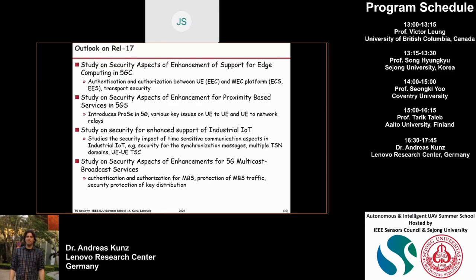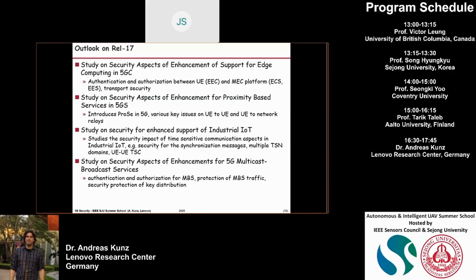So far, then we have the proximity services being introduced into 5GS. There are a couple of key issues, mostly looking at the UE to UE and UE to network relay security. And then we have security on the enhanced support for industrial IoT, which is looking at the time-sensitive communication aspects, and for example, the security of the synchronization messages, multiple TSN domains, and UE to UE TSC. Then we have the enhancements of 5G MBS. So this is looking at authentication, authorization for the MBS service, the protection of the traffic, and the security protection of the key distribution.